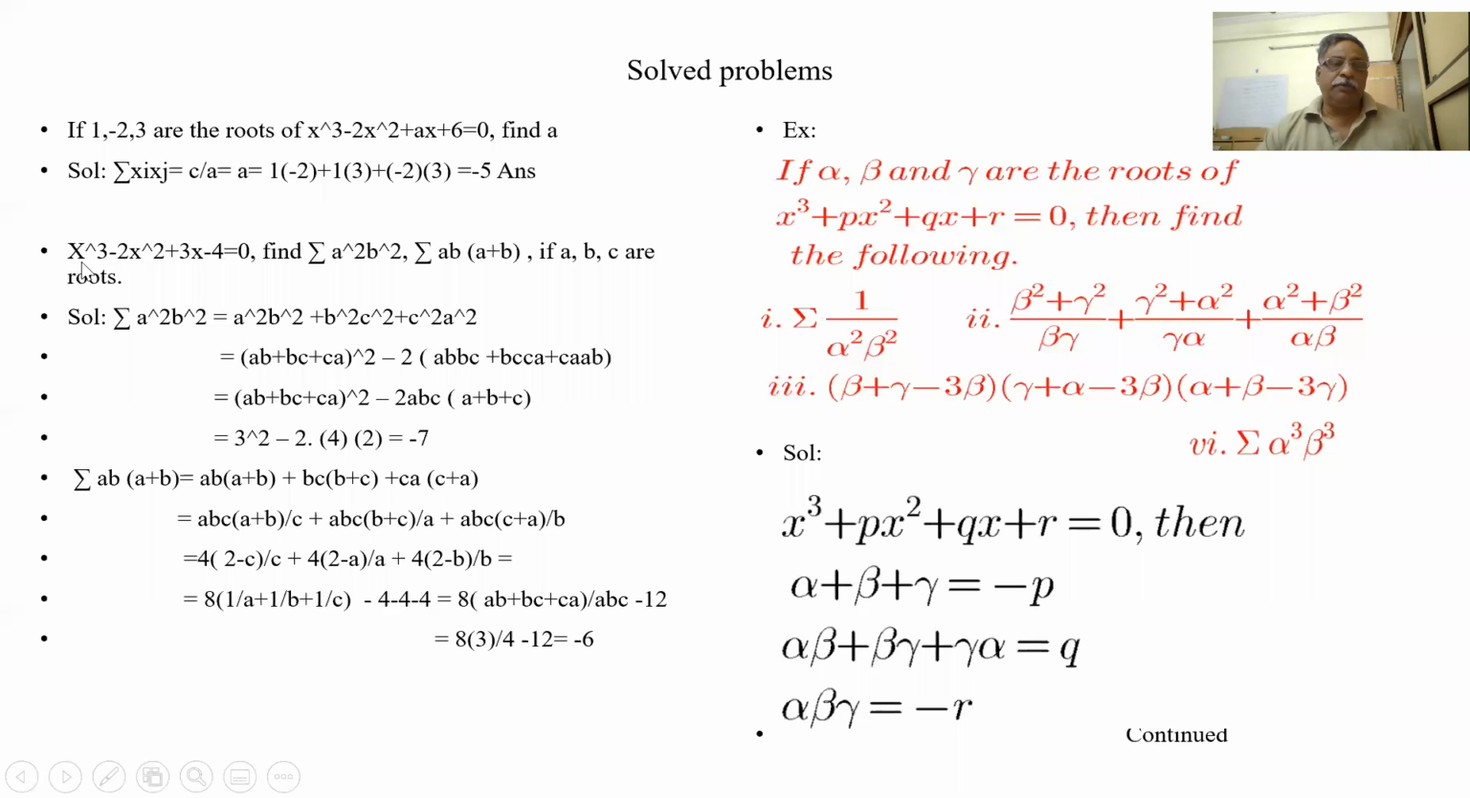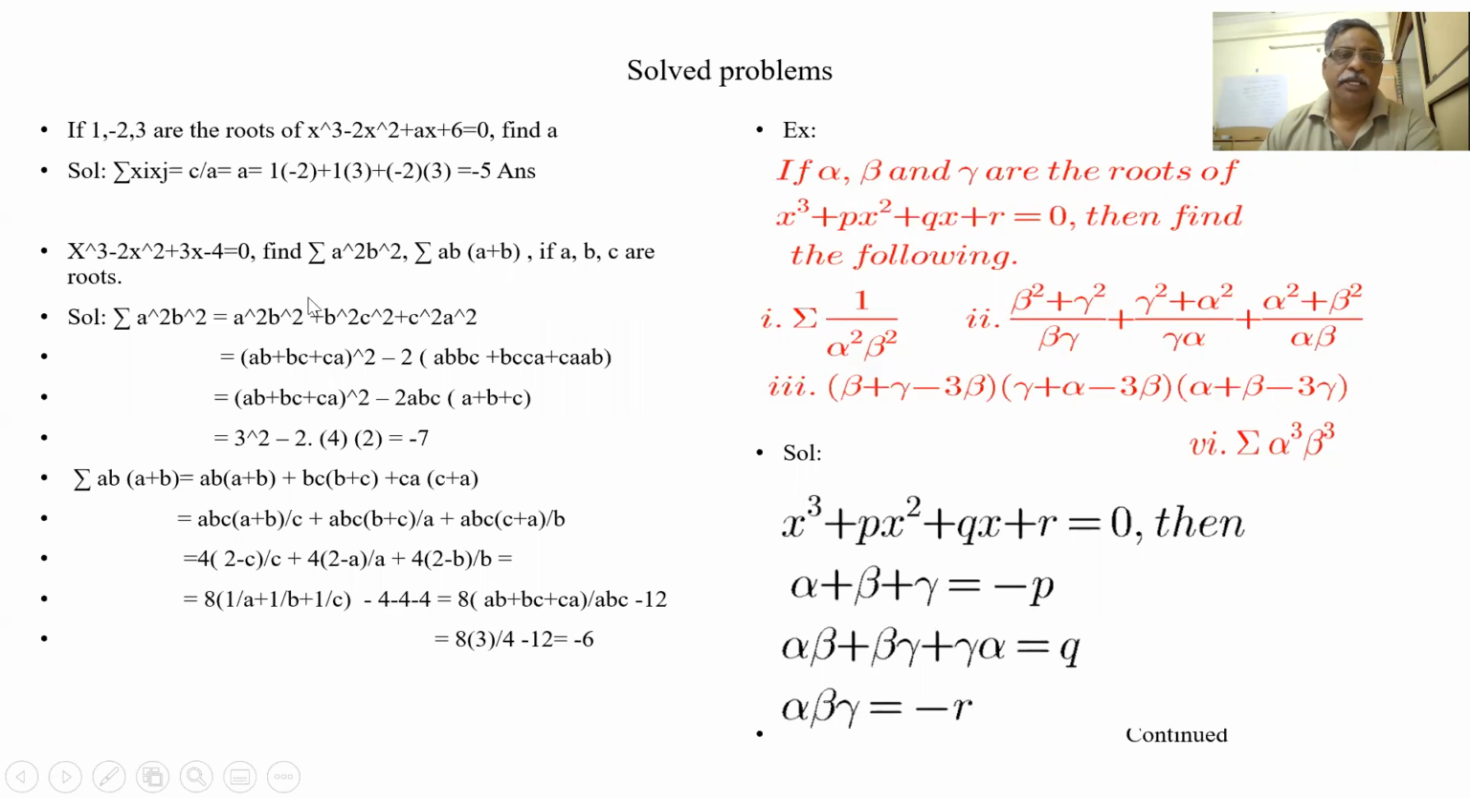See the another problem. X cubed minus 2x square plus 3x minus 4 is equal to 0 is a third degree polynomial. We want to find out sigma A square B square, sigma AB into A plus B, if A, B, C are the roots of this equation.